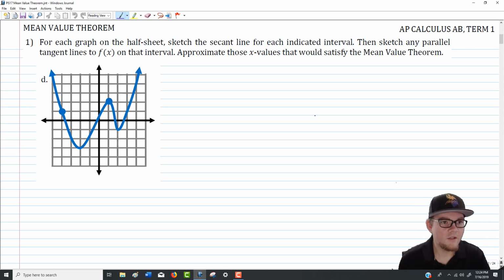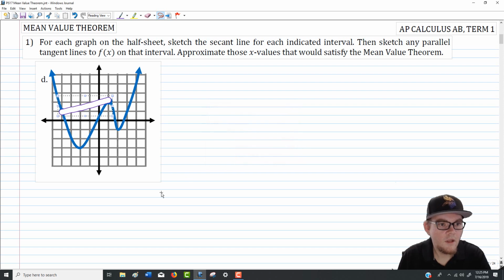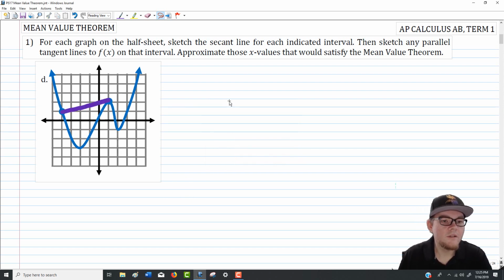So in 1D, it says for each graph on the half sheet, sketch the secant line for each indicated interval. So the interval is indicated by the two endpoints that we see placed. So for instance, what I notice right here is that I've got, I'm going to try to draw this. I'm trying to draw my line. There we go, close enough. I'm going to blow it up here really fast. Let's make this a little bit larger and a little more thick. We'll let it slide. So there is our secant line.